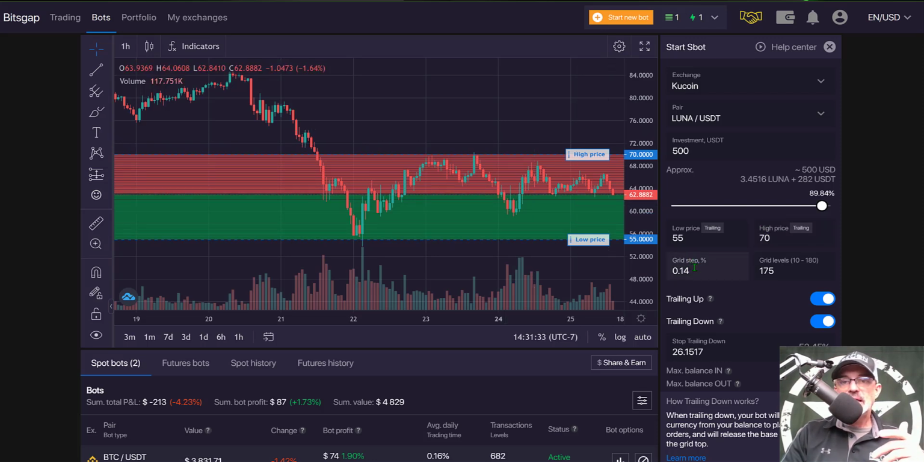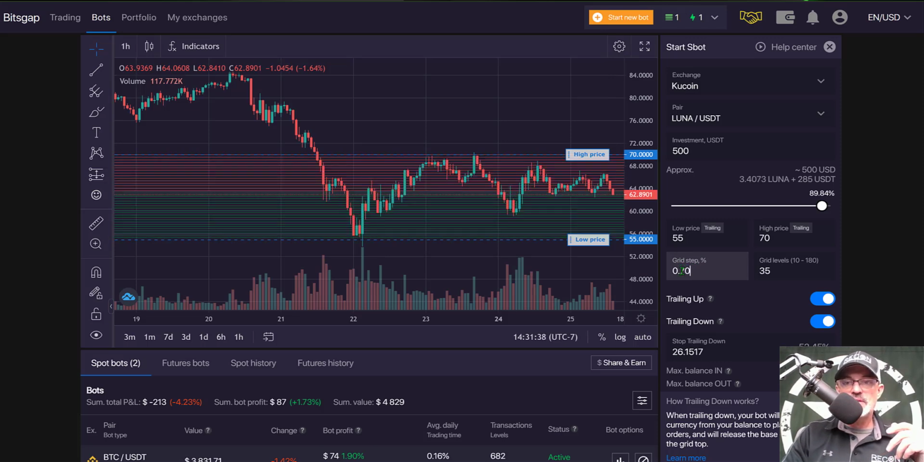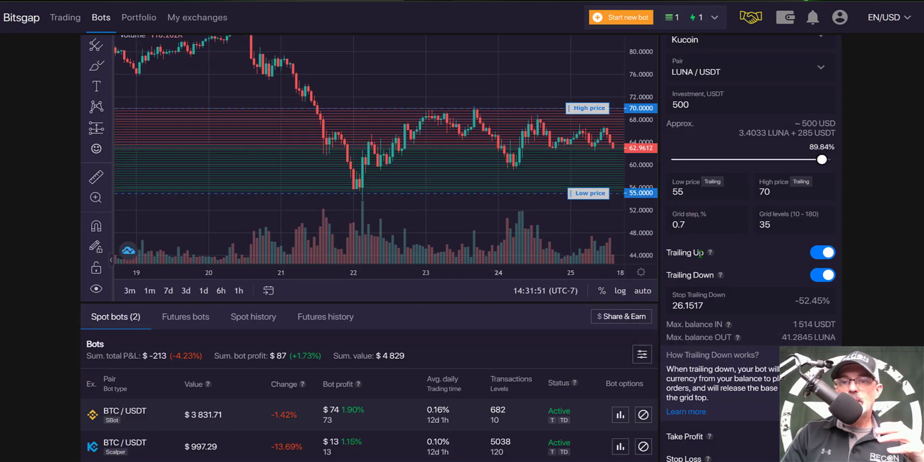Now I need to select my grid step, and in this case I am going to start with 70 as far as my grid step goes, which would give me 35 grid levels. And again, I have trailing up enabled and trailing down enabled.